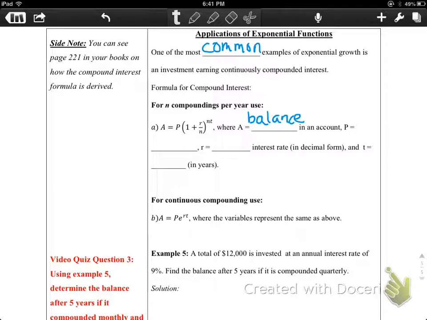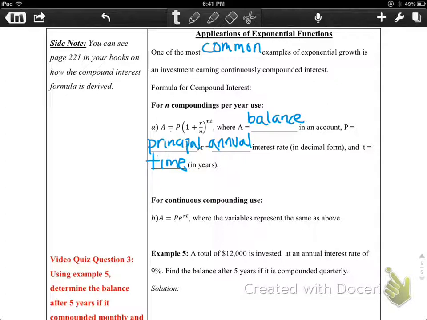in an account, P represents the principal, r represents the annual interest rate, and this will probably be given to you in a percent, but you have to change it to a decimal. And t, of course, will represent our time, and the time will be in years. So you might have some problems, and you may have something on the homework where if your time isn't in years, sometimes you have to convert it into years first.